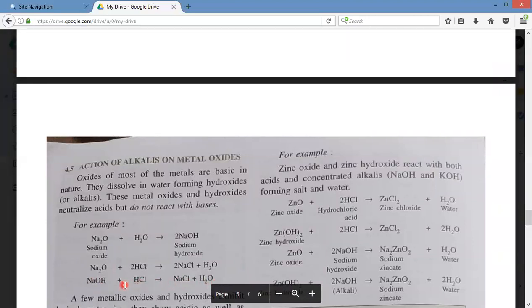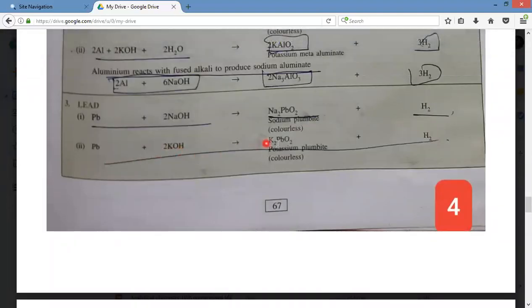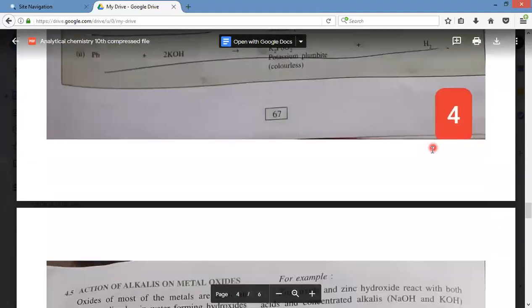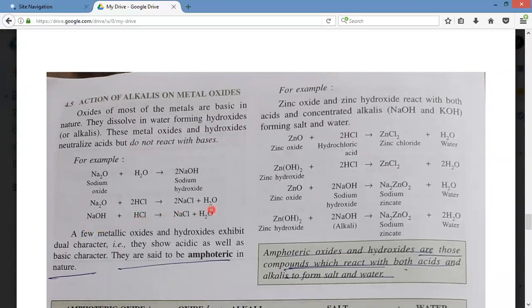When the metal is treating with alkali, then there you get salt and hydrogen gas. On the other hand, when the metal oxide is treating with the acid, then the salt and water is formed. The difference is that in the above case it was hydrogen, and here the water is forming.